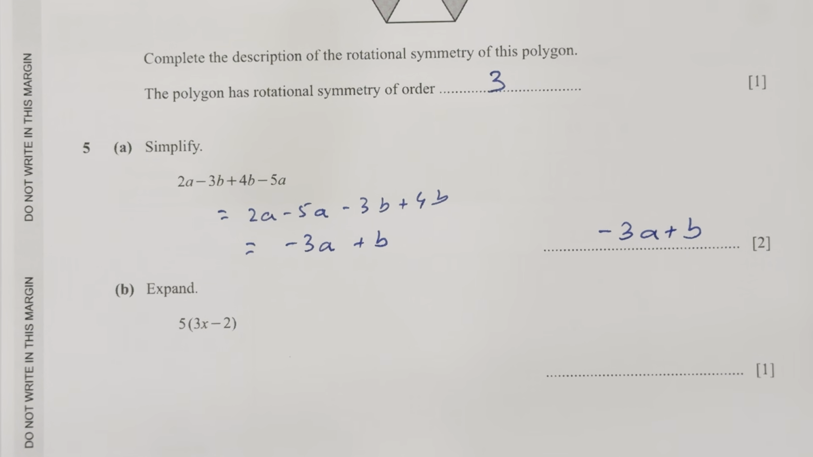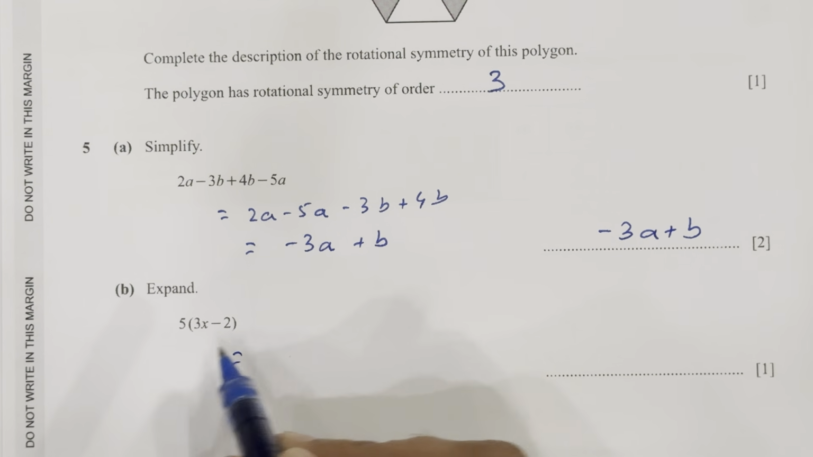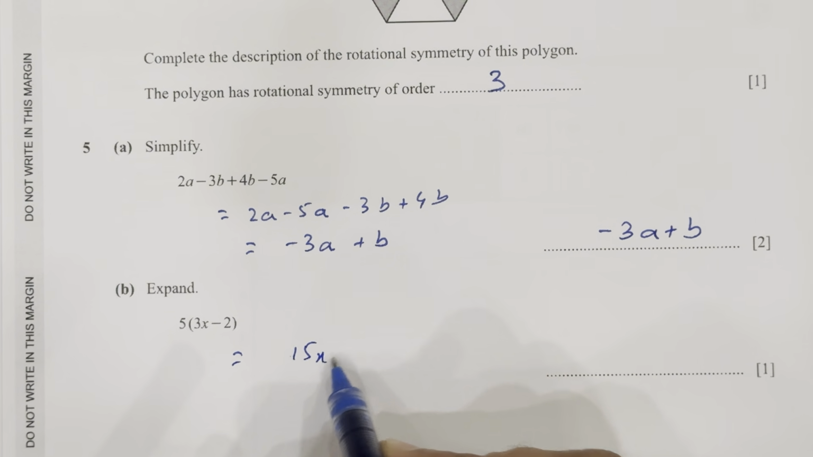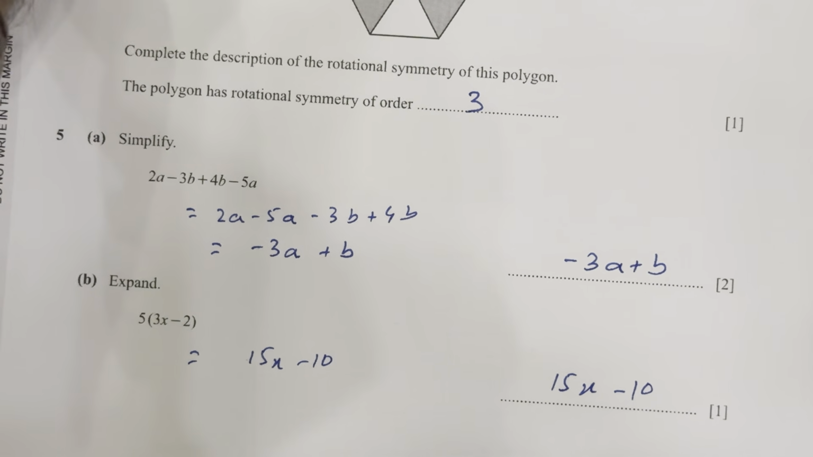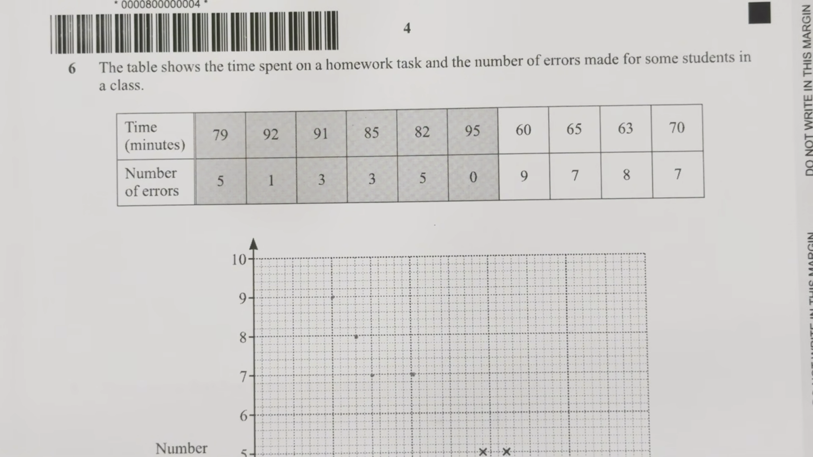Expand 5 into 3x minus 2. 5 into 3x would be 15x minus 10. So our answer is 15x minus 10. This was a very simple question, carrying 1 mark. Moving to question number 6, that is from the topic of scatter diagram.